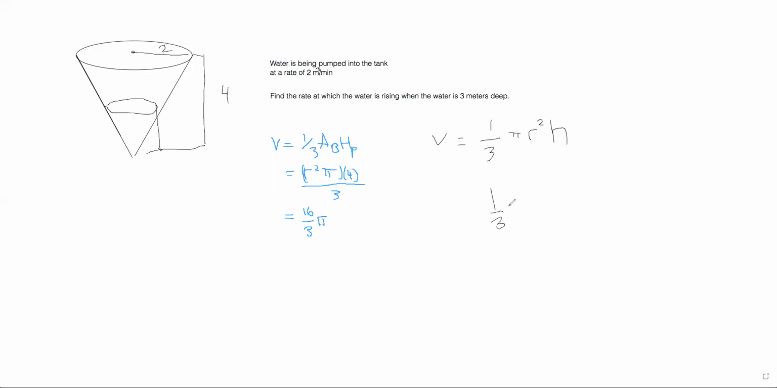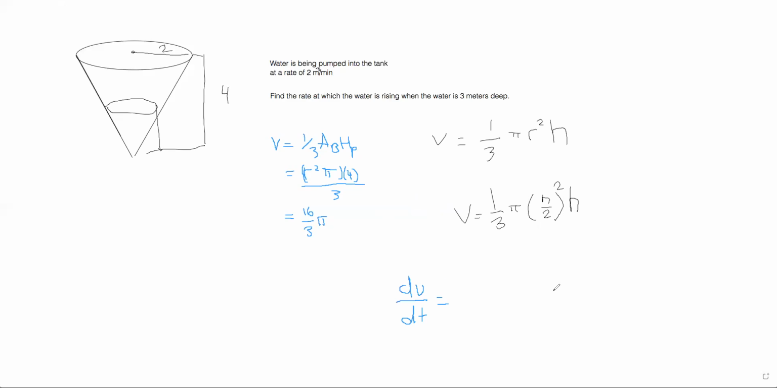So 1/3 is a constant. We leave that alone. Hang on. This right here isn't the derivative. Here, we want to move this down a little. Wait, so what is this? It's just volume.